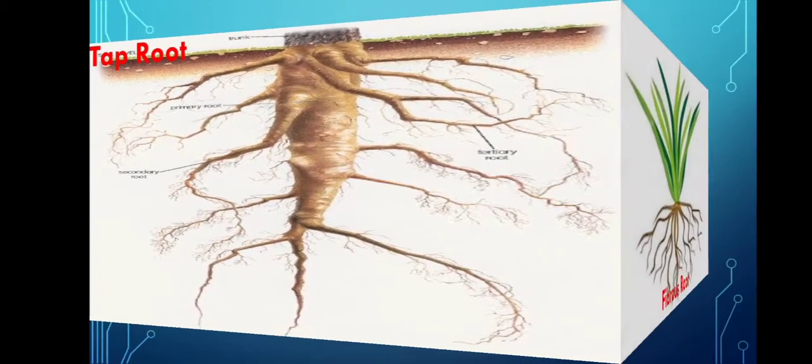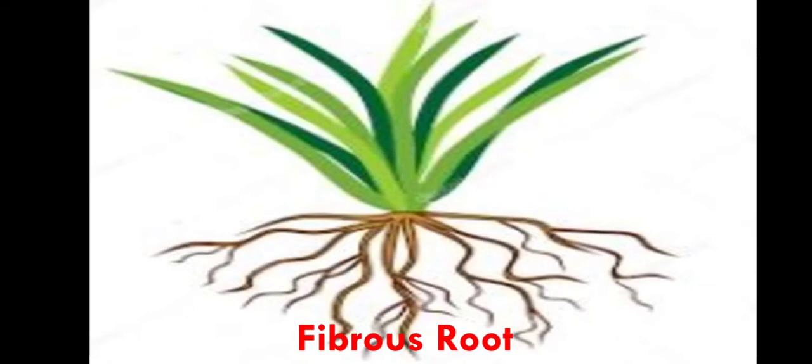And in the case of some other plants, there are no main roots. They have a number of tiny roots attached to the end of the stem. You can see in this picture, there are several tiny roots. There is no big primary root, and all the roots are attached to the end of the stem. It looks like a bunch of fibers, and these are called fibrous roots. For example, grass, bamboo, coconut tree, etc.